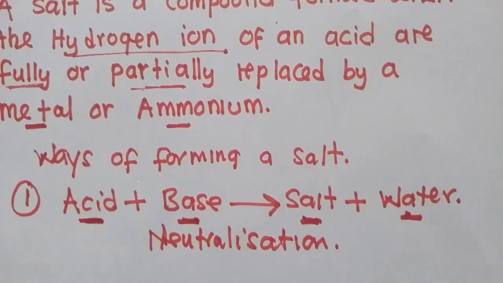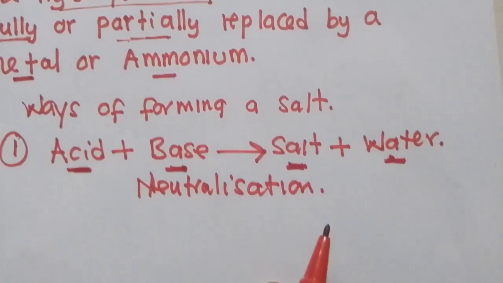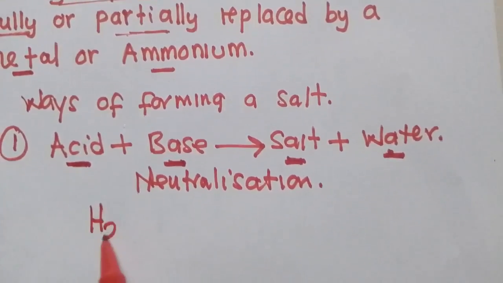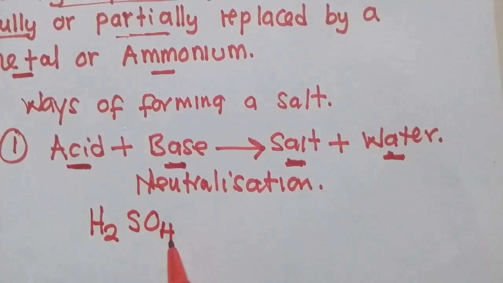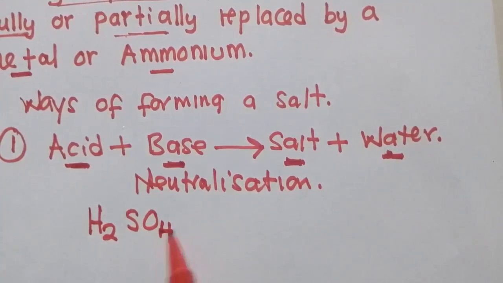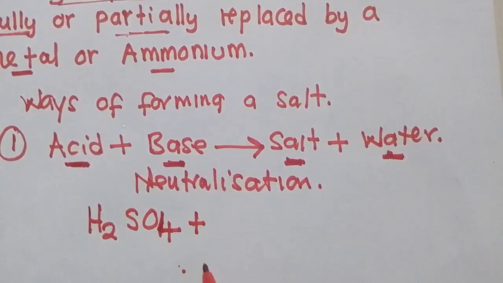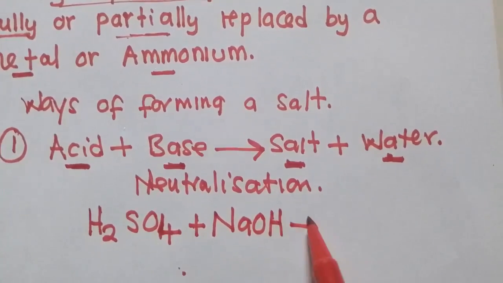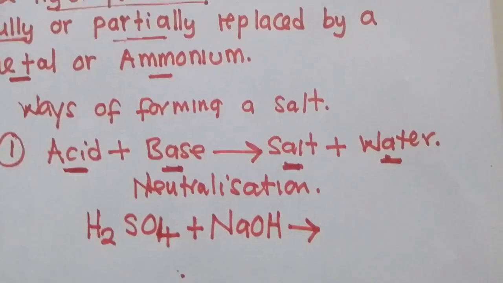And this type of reaction is called a neutralization reaction, whereby an acid is reacting with a base. So as an example, we can get an acid. Let's say we've got sulfuric acid. So sulfuric acid is reacting with what? A base, which is sodium hydroxide. So what are we going to form this side?